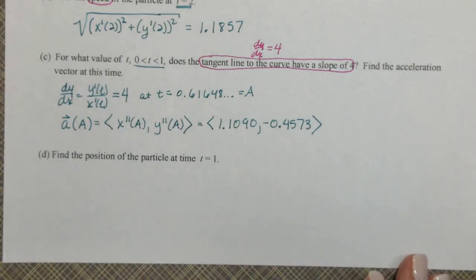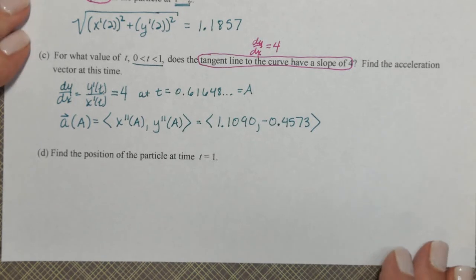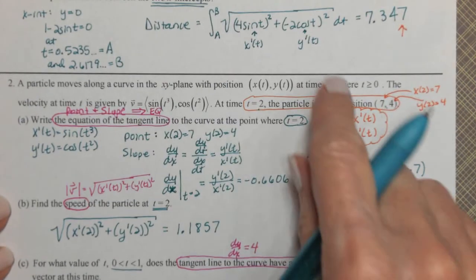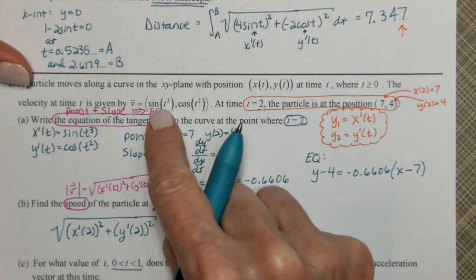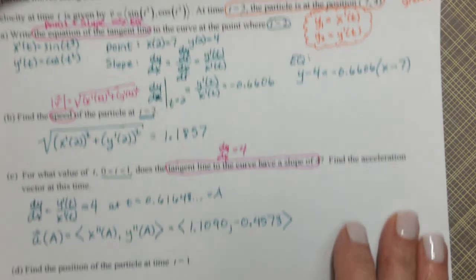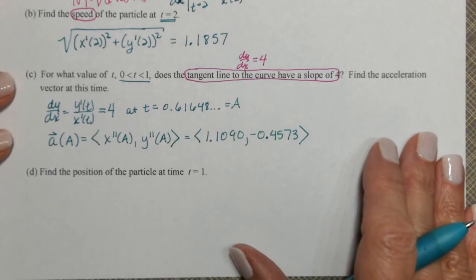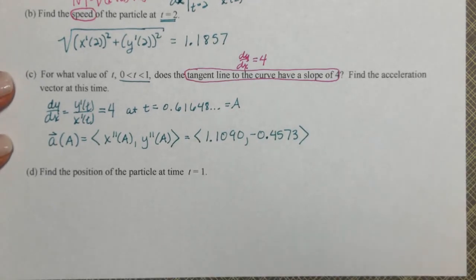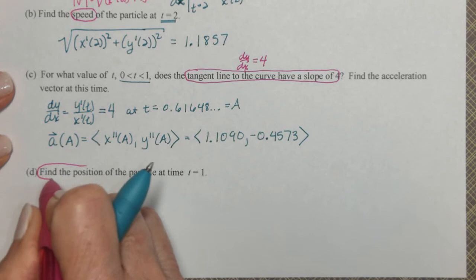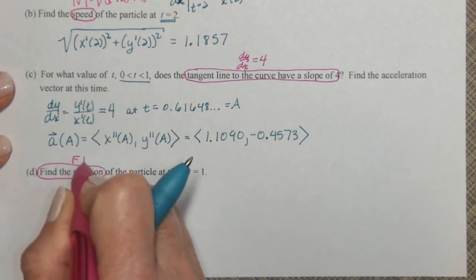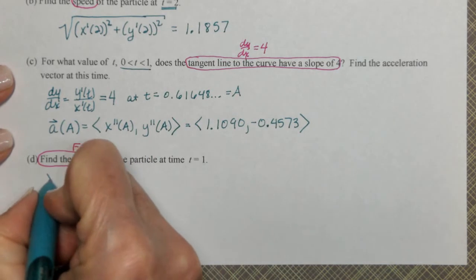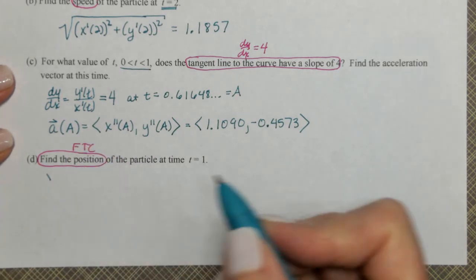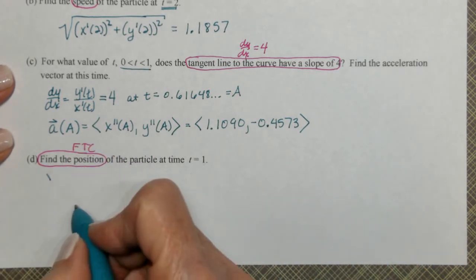Lastly, we're going to find the position at time 1. We know the position at time 2. We want the position at time 1. We know x prime and y prime. This is screaming for me to use the fundamental theorem of calculus. When we're finding the position, you guys, use the fundamental theorem of calculus. And the position is going to have an x component and a y component.